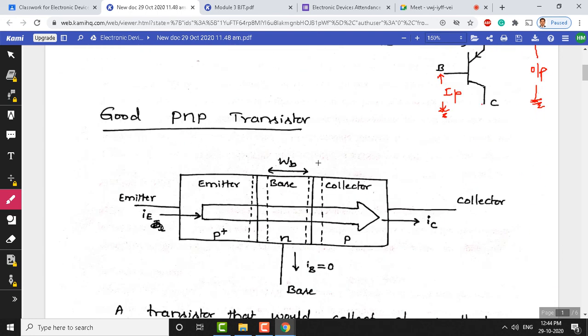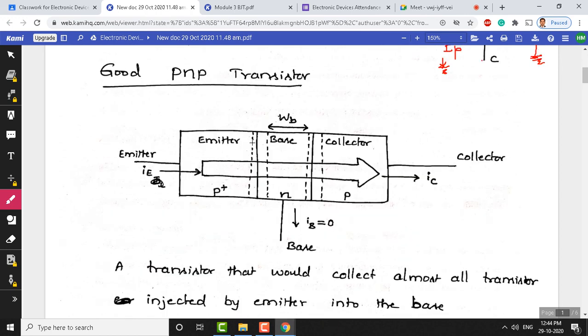Now, let us see what kind of transistor is a good PNP transistor. You are seeing the same P plus NP transistor with all three terminals, emitter, collector and base, and the terminal currents IE, IB and IC. There is an emitter region, and we show the depletion region across the emitter junction. There is also a depletion region across the collector junction, and WB is the length of the base region.